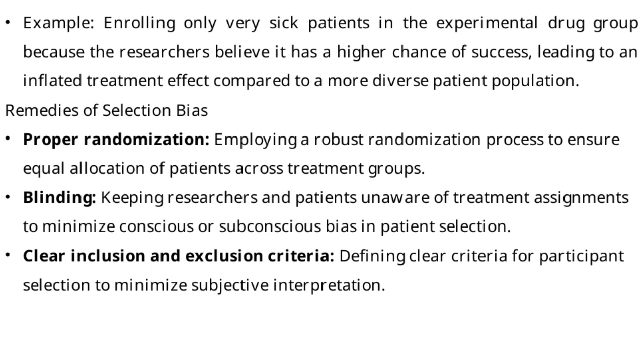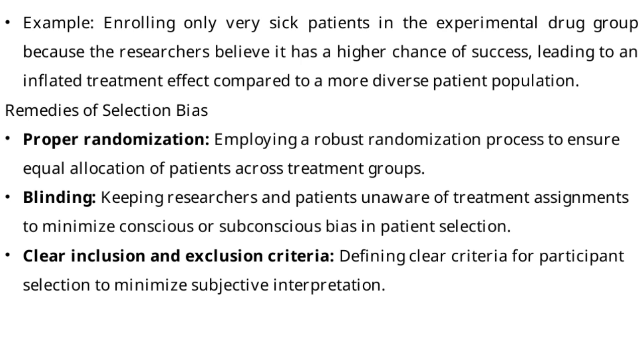Next, blinding is key. When both researchers and patients are unaware of who is receiving which treatment, it reduces the chance of conscious or subconscious biases influencing who gets included or how outcomes are interpreted. Lastly, having clear inclusion and exclusion criteria is essential. When we define these criteria precisely, it minimizes subjective judgment and ensures that participant selection is consistent and objective.